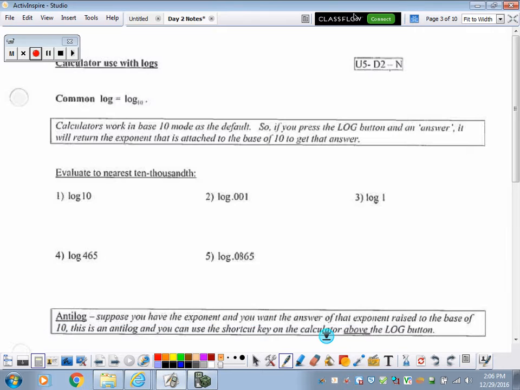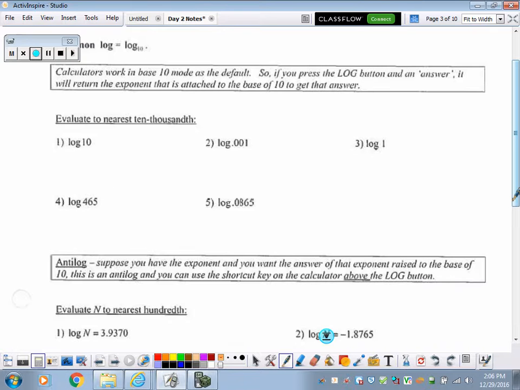Okay. Evaluate to the nearest 10 thousandths. For the first three problems, though, we're going to do those without a calculator. Log 10, basically that means 10 to the what power will give you 10, and that's 1 because 10 raised to the first power gives back 10.